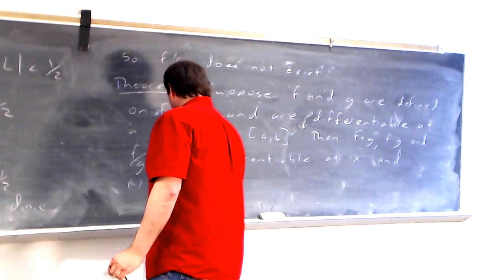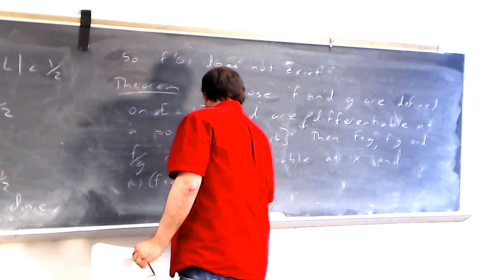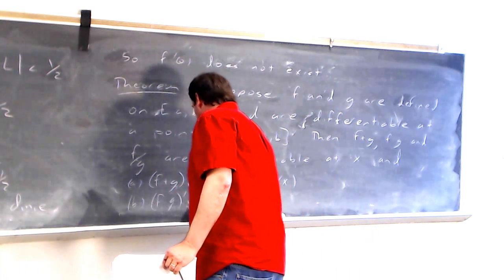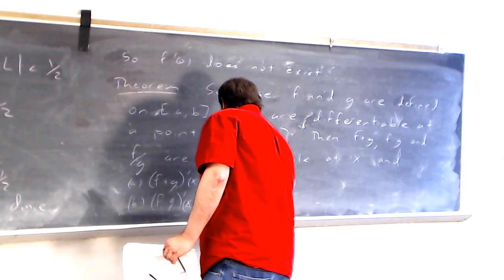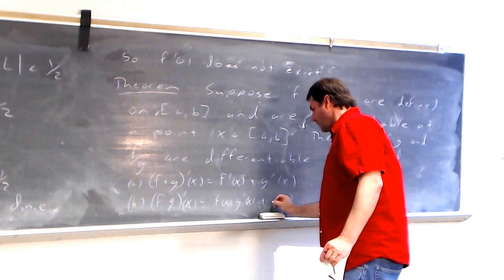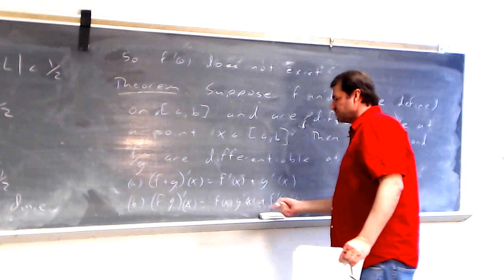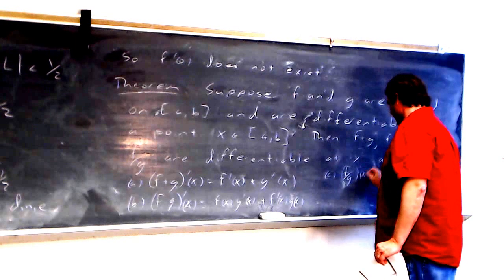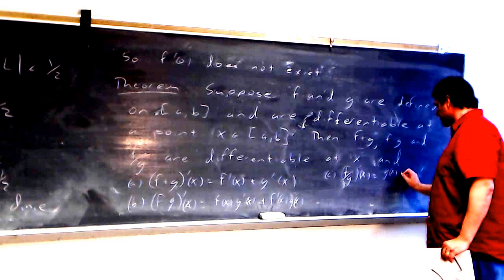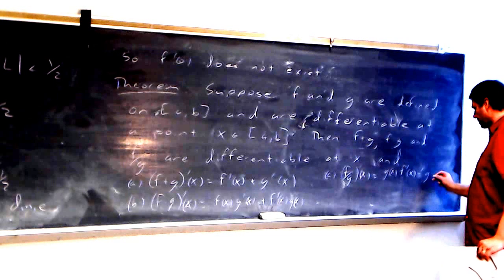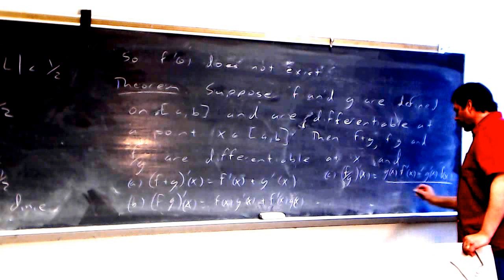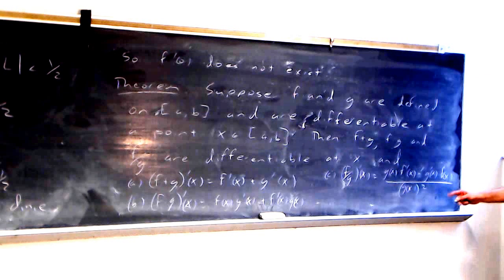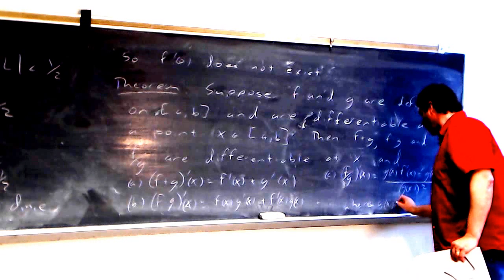Part A says that f plus g's derivative acting on x is nothing more than the derivative of f acting on x plus the derivative of g acting on x. Part B is f times g's derivative acting on x is nothing more than f of x times g prime of x plus f prime of x times g of x. Part B is nothing more than the product rule. And part C says f divided by g, prime, acting on x, well, that's going to be g of x times f prime of x minus g prime of x times f of x, all over g of x squared. And that's the quotient rule, where we're assuming g of x, of course, is different from 0.